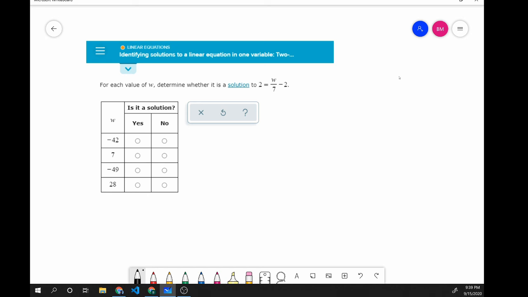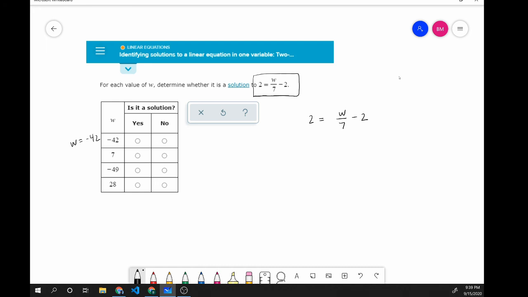This is a topic I always get questions on. This is identifying solutions to a linear equation in one variable. I think it says two-step, maybe. The point of this is to test solutions to the equations. So I have an equation here. It is 2 equals w divided by 7, minus 2. And it's saying, is negative 42 a solution to this equation? Well, it's basically testing w equals negative 42.